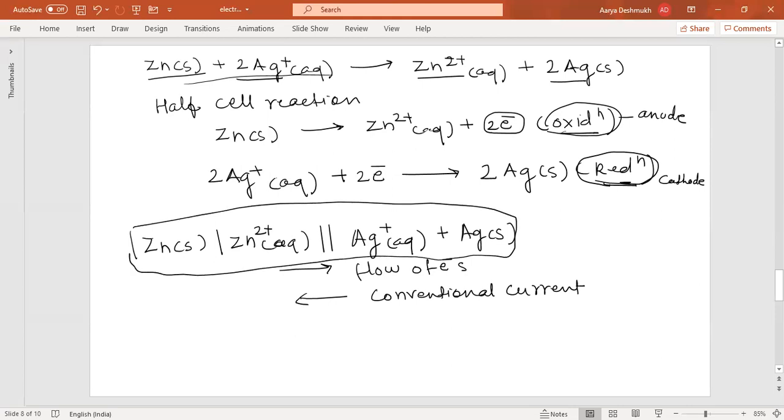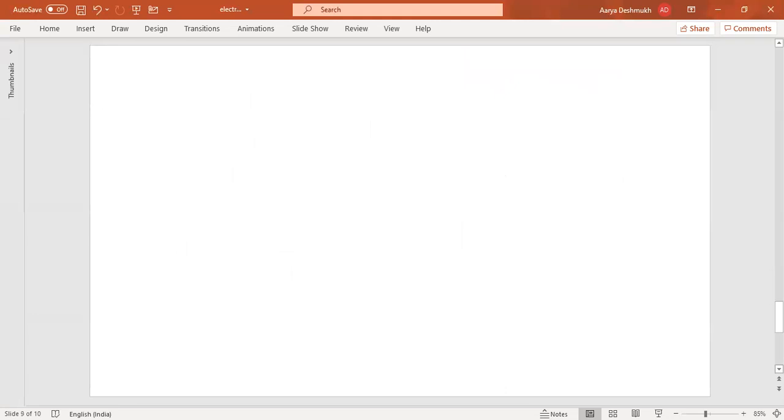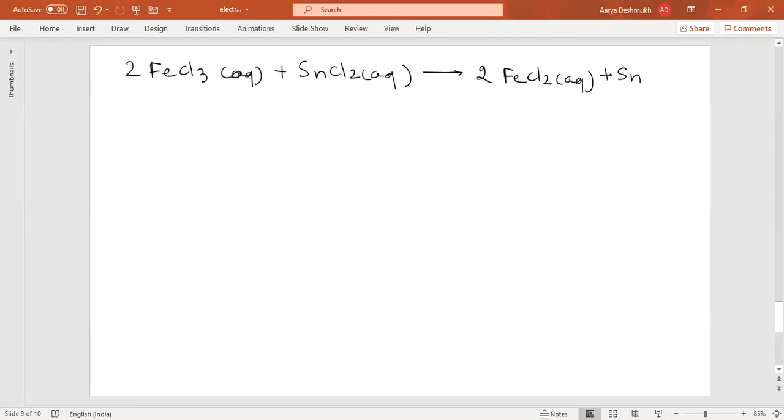Now the second example we can take. If you have this data with you, here 2 FeCl3 in aqueous form, if the cell reaction is given in this form, plus SnCl2, again in aqueous form, gives 2 FeCl2 in aqueous form plus SnCl4. If the given reaction is not balanced, mind that you need to balance the reaction, and the stoichiometry of the reaction should be completed.